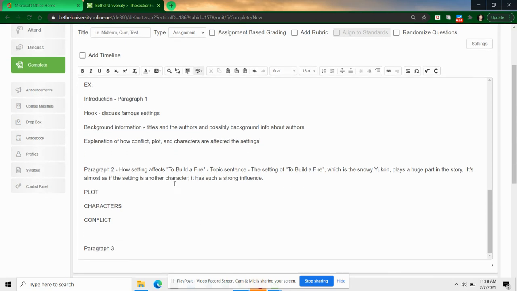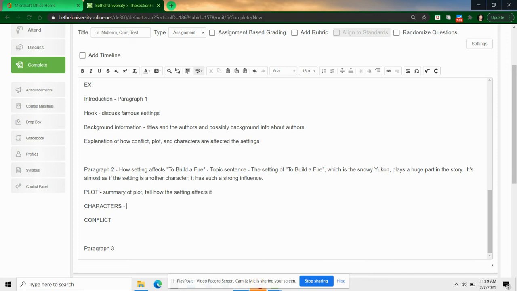Paragraph 2, how setting affects the plot of To Build a Fire, what your topic sentence is. Here's an example of a topic sentence. The setting of To Build a Fire, which is the snowy Yukon, plays a huge part in the story. So that's a good topic sentence. That tells us what this paragraph is going to be about. It's almost as if the setting is another character. It has such a strong influence. So in that paragraph, I'm also going to discuss the plot, and then you would sort of give a summary of the plot and tell how the setting affects it.